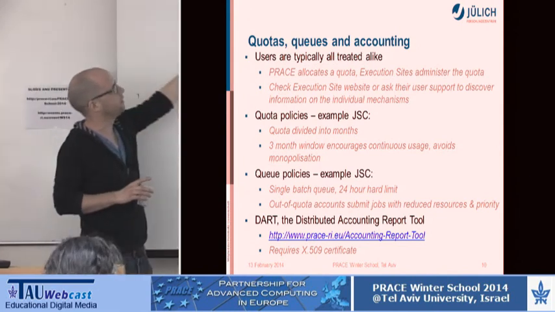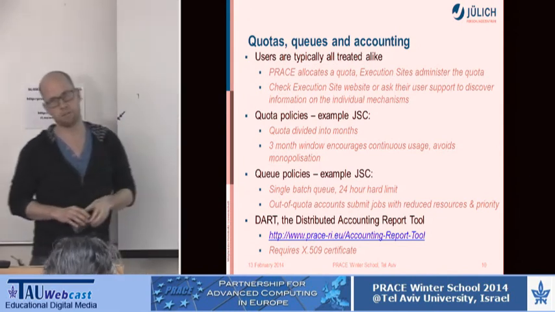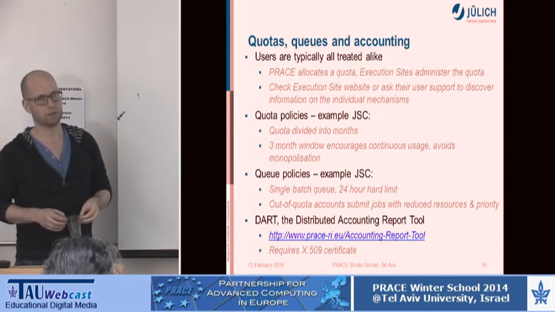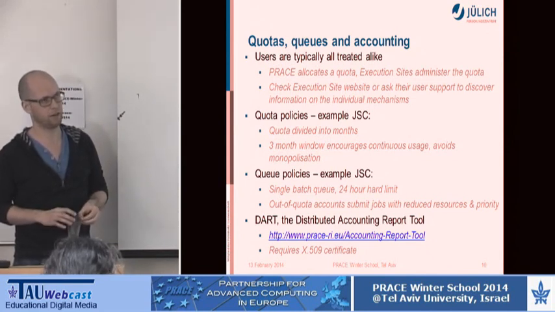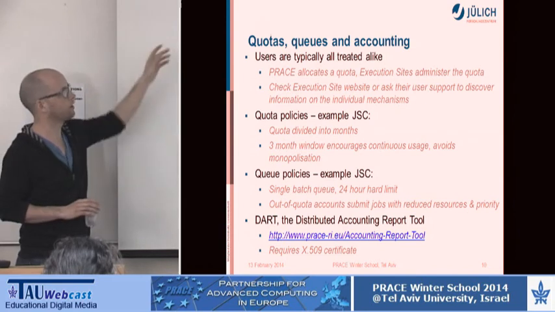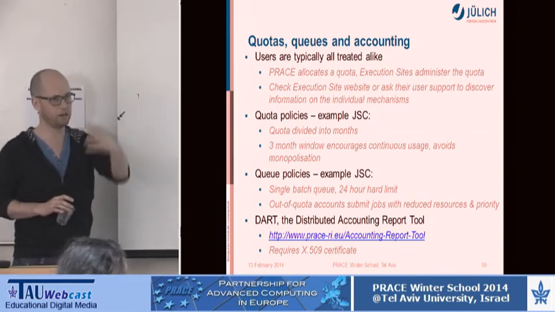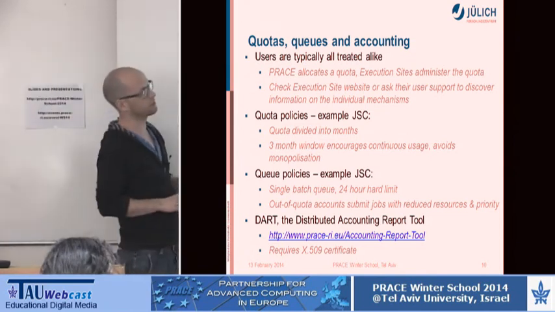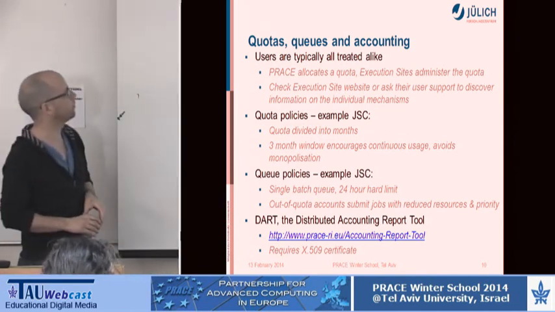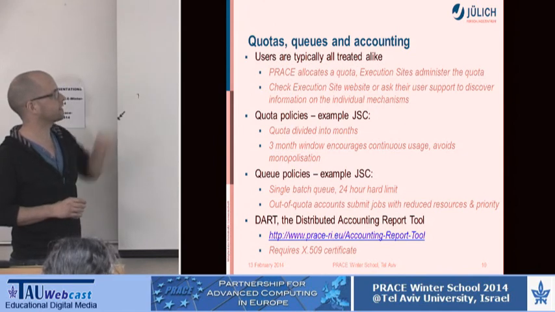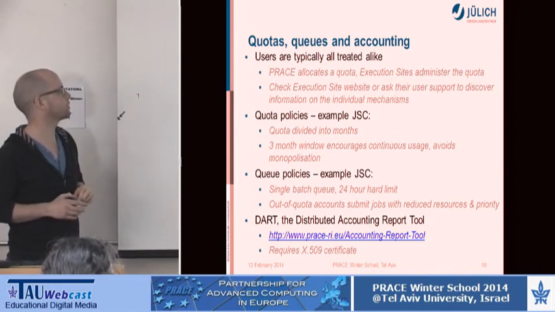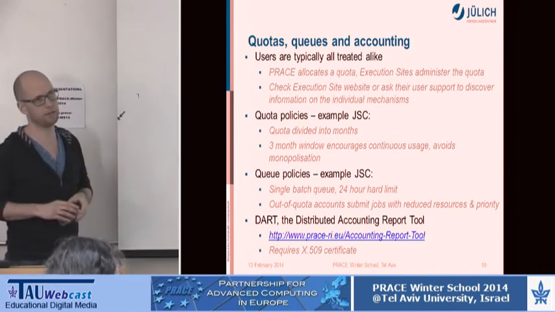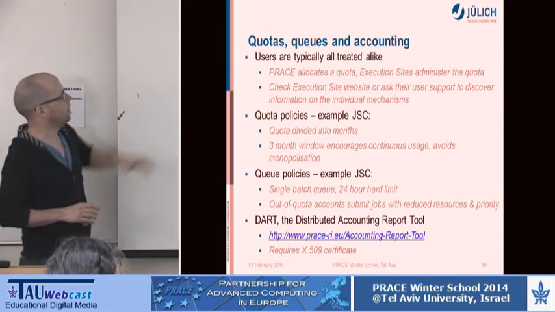PRACE allocates a quota. Execution sites administer the quota. So what actually happens with your quota depends on the execution site. PRACE doesn't control this. All they do is say you can have access to this machine and so much quota within this year's period. What actually happens on the site depends on what they do. You should check the execution website or ask their user support to discover exactly what the individual mechanisms are.